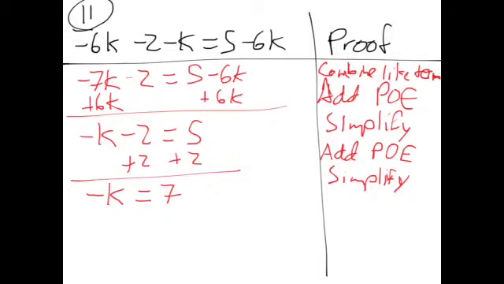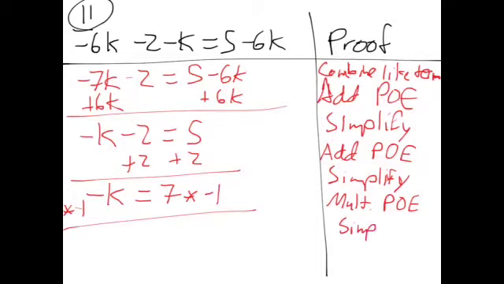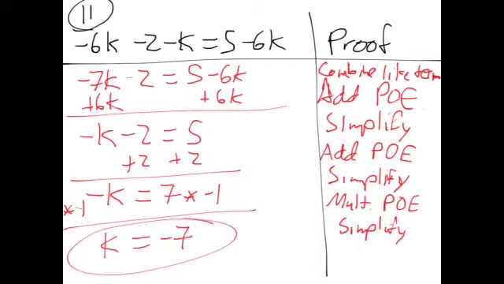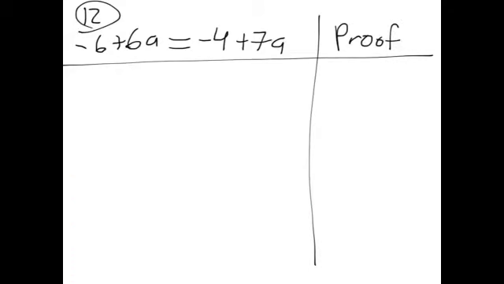And let's do something cool. Let's multiply both sides by negative 1. Because I don't think we've ever done the multiplicative property of equality at all. And then we're going to simplify to get k equals negative 7. And we're done with 11. Making pretty good time here.